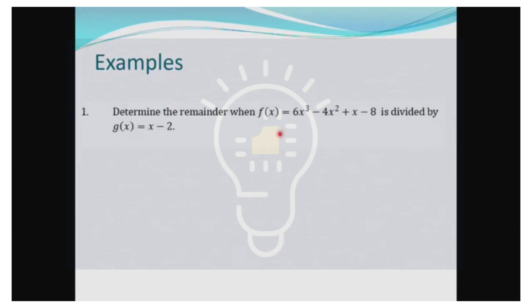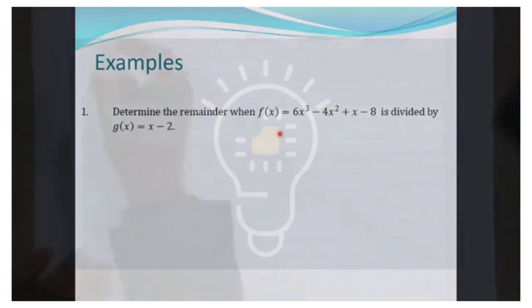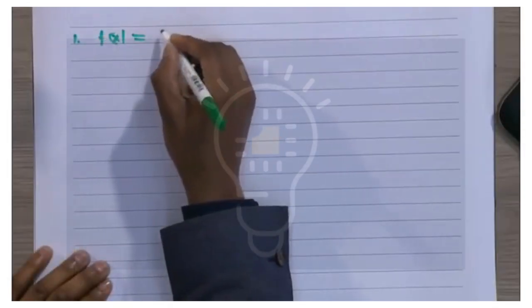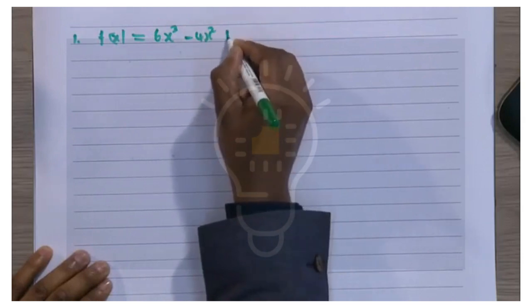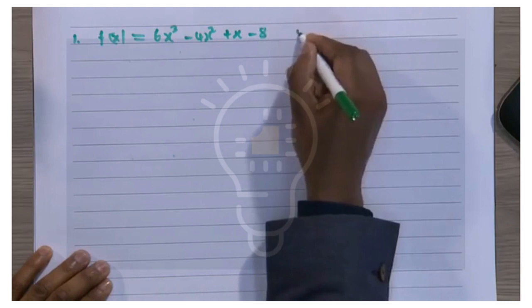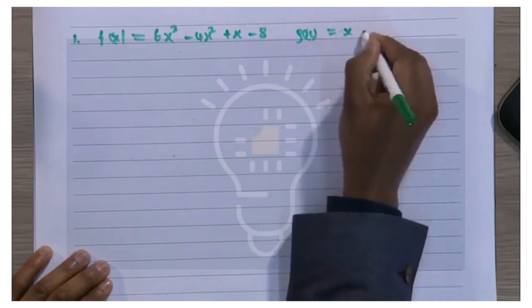Determine the remainder when f of x equals 6x cubed and all the way is divided by g of x equals x minus 2. Now we want to determine the remainder in this situation that we have there on the board. Let's just quickly do that, learners. Can you just do it quickly and finish it even before I do it so that you can see how far you understood what we were doing. So what we are given there is f of x equals 6x cubed minus 4x squared plus x minus 8, and our g of x is equal to x minus 2.